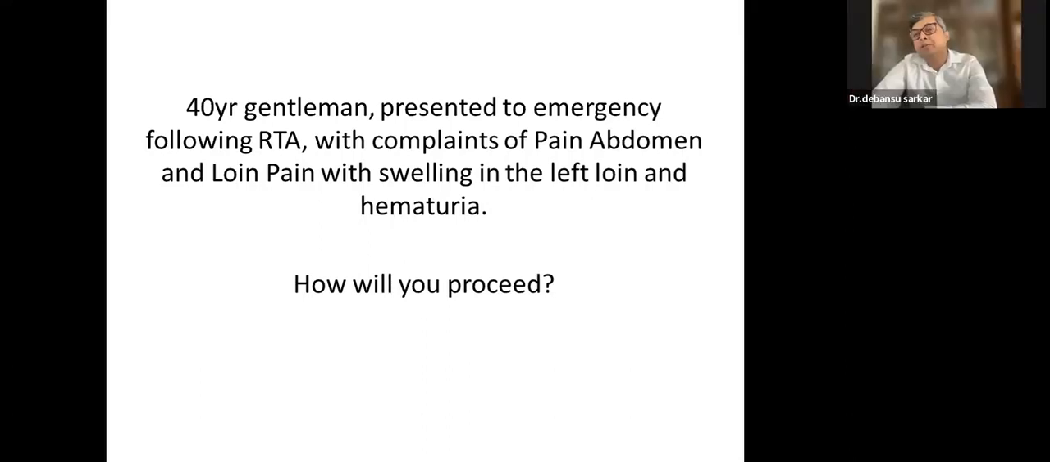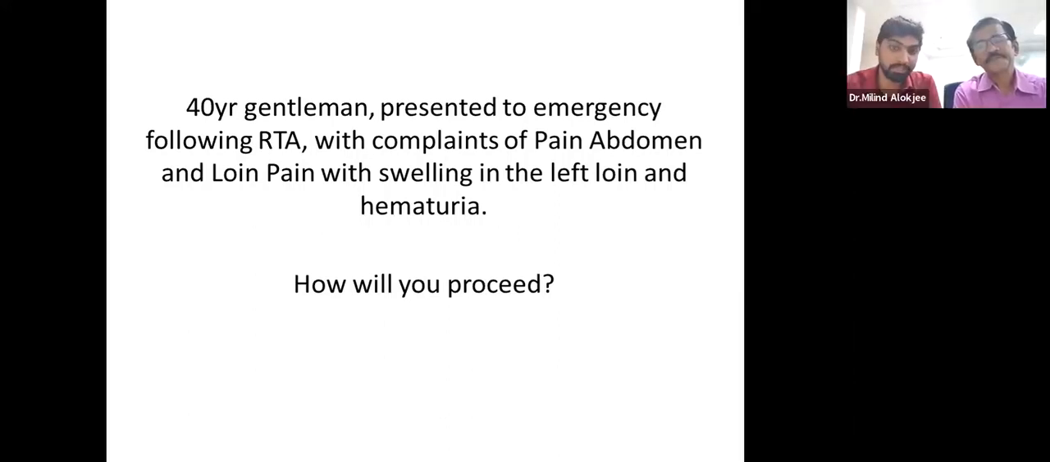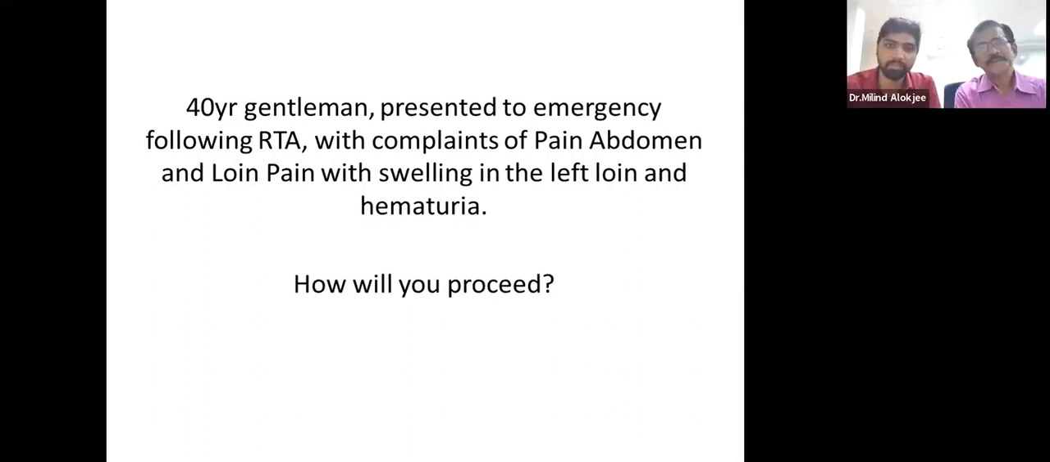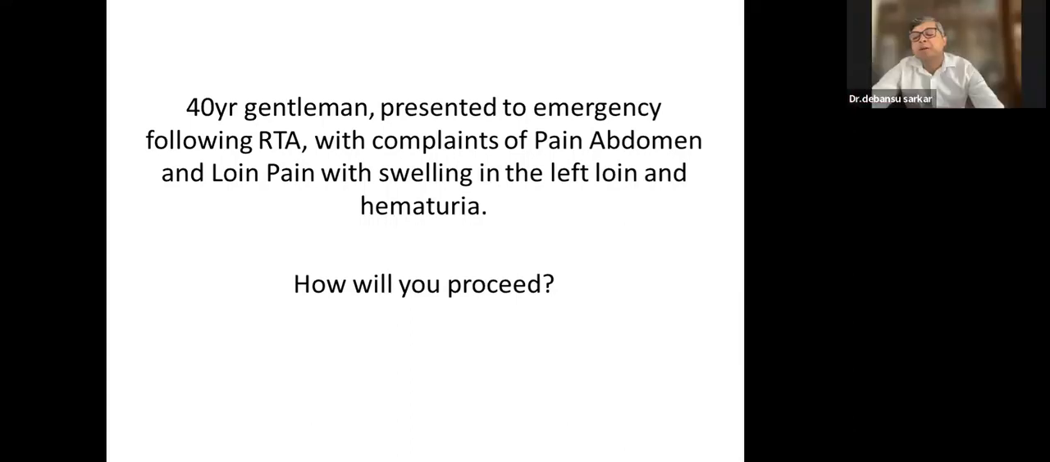What are the other injuries you are concerned of? Sir, there may be associated pelvic injury. There may be associated rib fracture on the ipsilateral or contralateral side. There may be associated injury to other organs like liver or spleen; since the patient is having pain on the left side, I'll suspect injury to the spleen. The patient might have head injury, spinal injury, or limb injury.